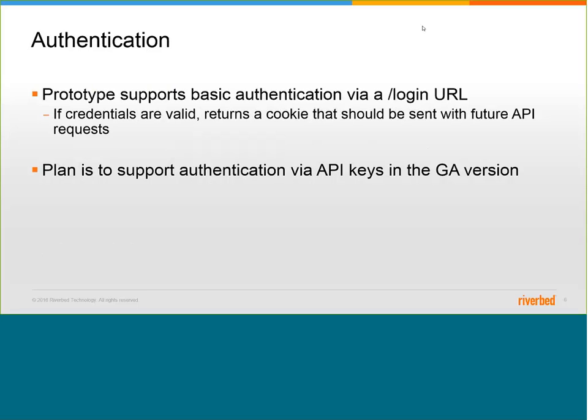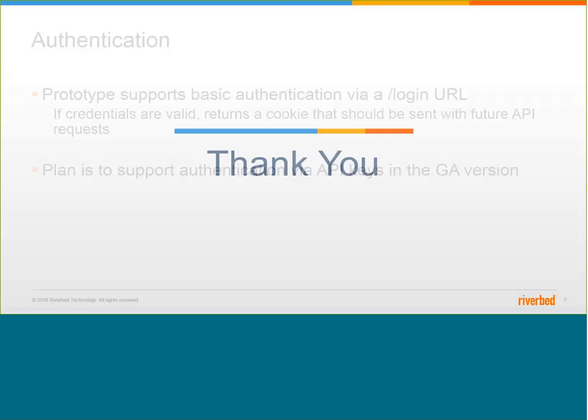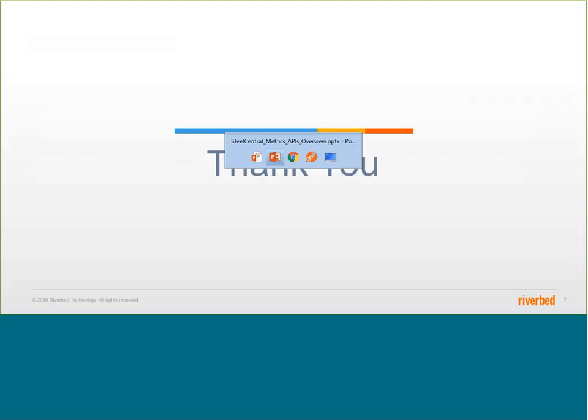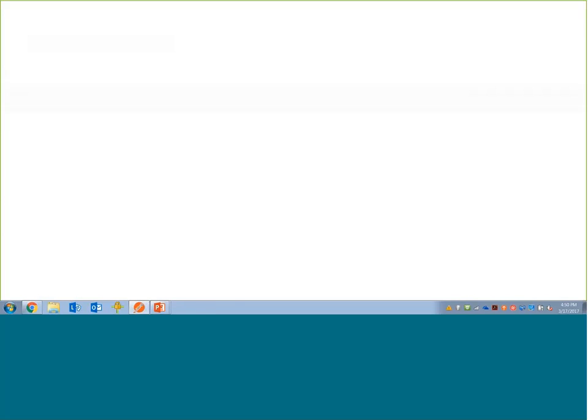So for the initial prototype here, the authentication is done using basic authentication by passing in the credentials to a login URL. The plan supports authentication using keys for the GAs. All right, let's jump over to a quick demo.